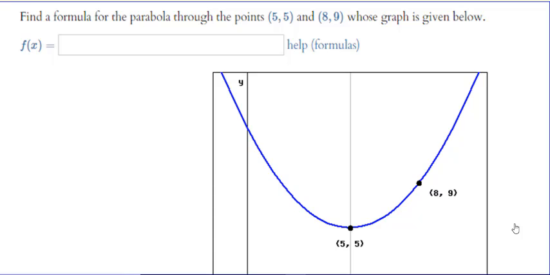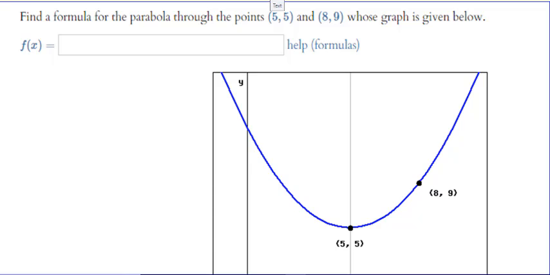Section 6.6, Chapter 4, Part 2 video. We will pick up where we left off at the end of Part 1, and that is doing quadratic regression. So find the formula for the parabolas through the points 5, 5, and 8, 9.